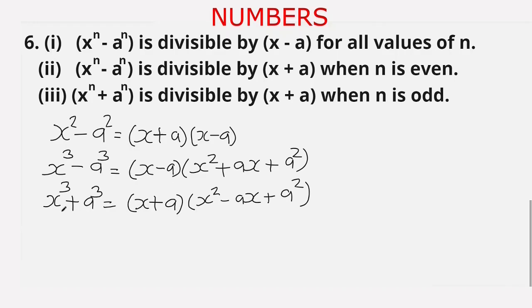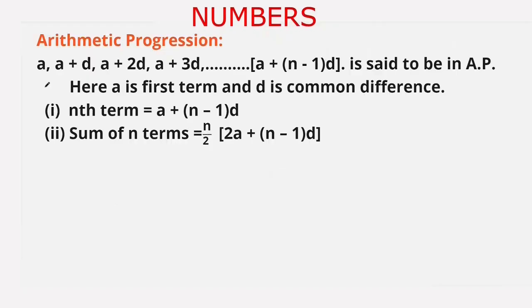Now when n is odd, then x to the power 3 plus a to the power 3 has factor x plus a. So x plus a divides x to the power n plus a to the power n when n is odd. This way we can easily prove the tip number 6 or property number 6 as I have proved here. We go to the next topic on numbers, arithmetic progression.